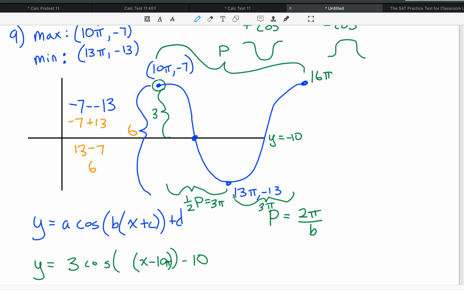So how far did I go? I went 3 pi and another 3 pi. The period for us, this p, I'm going to replace that with 6 pi. I've gone a total of 3 pi plus 3 pi units to the right from my starting point. That is my period, so I can say my period is 6 pi.